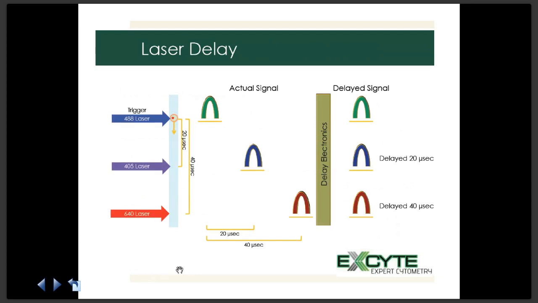On those lasers that have what we call the parallel or sequential arrangement, the system has electronics that will delay the signal from each laser some unit of time so that when the delayed signals are all stitched together, they all represent the same signal from one cell. And that's what gets stored in the FCS file. Here you can see, for example, the laser delay between 488 and 405 is 20 microseconds, and between 488 and 640 is about 40 microseconds. So we need to delay this signal by 40 microseconds and this signal by 20 microseconds using our delay electronics so that the delayed signal is shown here. And that ultimately these three are stitched together.